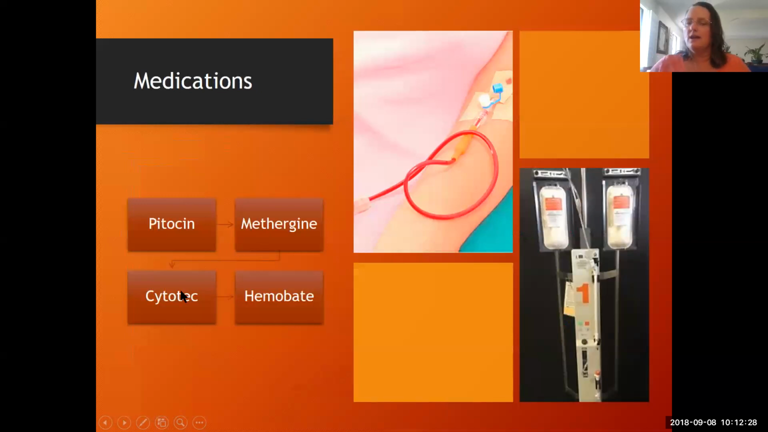We can use Cytotec. Those are the little tablets that are going to go into the rectum, and that's going to also help to clamp down that uterus. And then we can use Hemabate. These are the only 4 medications that we have to use. And if we've gone through all 4 and she's still bleeding, we're going to have to think of other ideas to get her to stop bleeding, and we start going through the medications again.